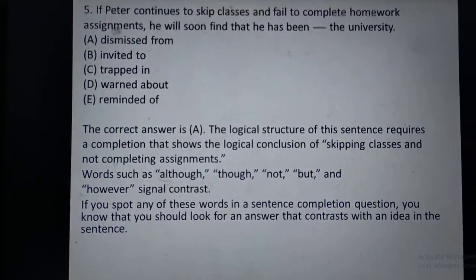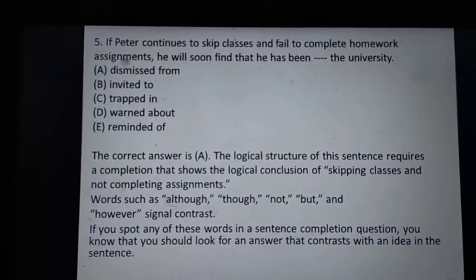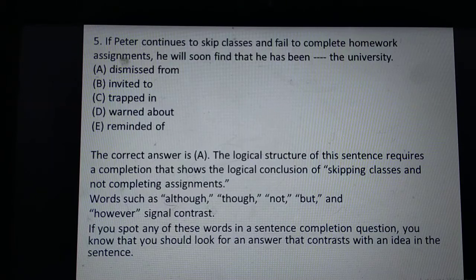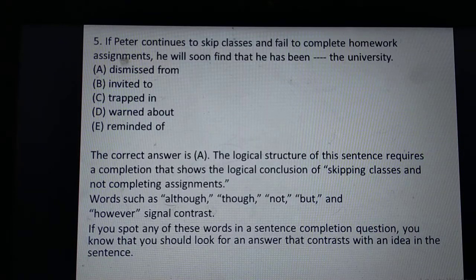Number five sentence jo hai isme aap dekhe, number 5 jo sentence hai wo ye keh raha hai, if Peter continues to skip classes and fail to complete homework assignments, he will soon find that he has been dashed the university. He has been dismissed from the university, invited to the university, trapped in the university, warned about university, and reminded of university. Kehte hain the correct answer is A.